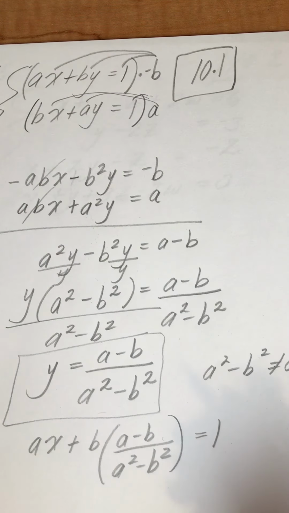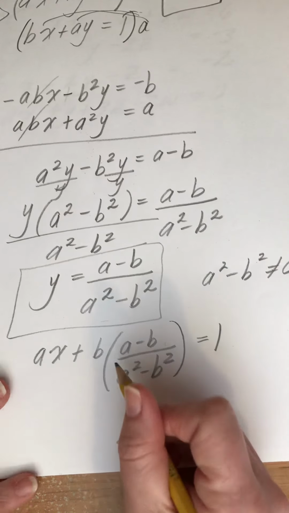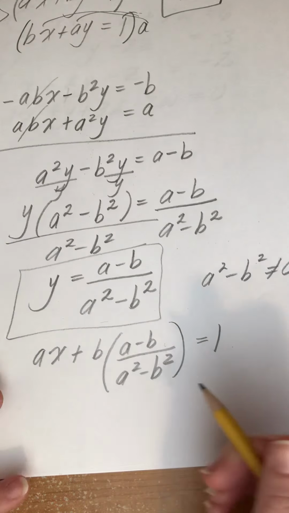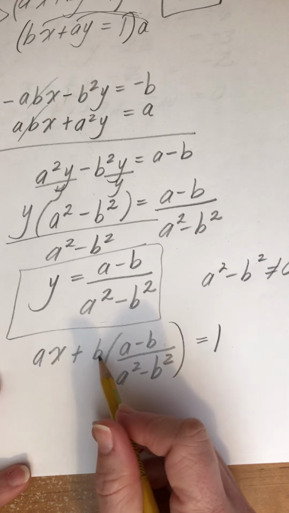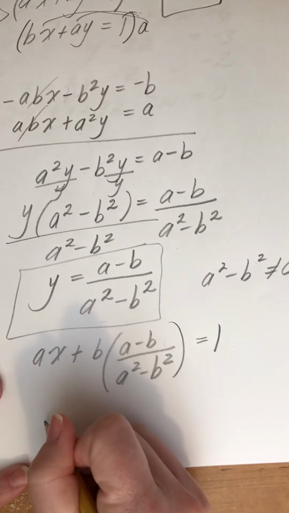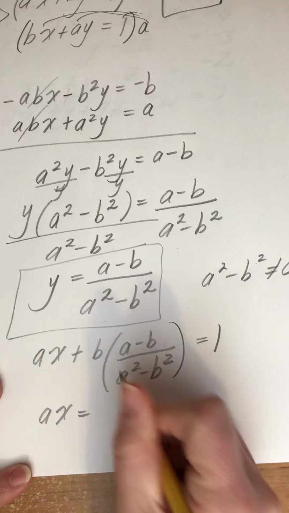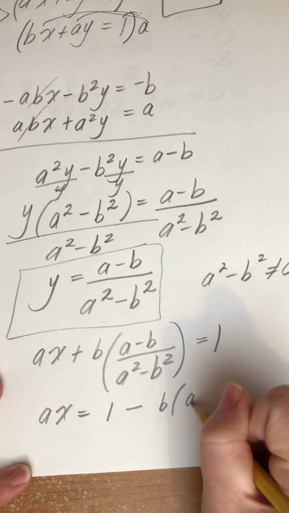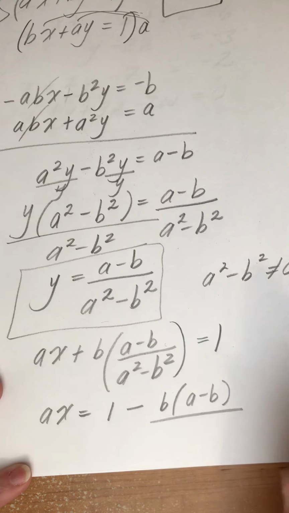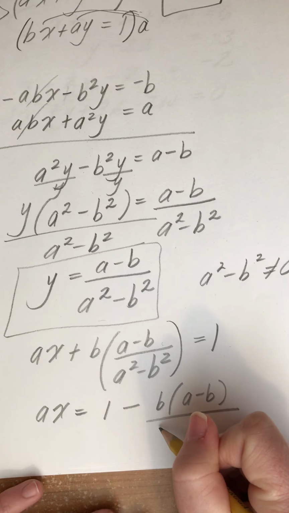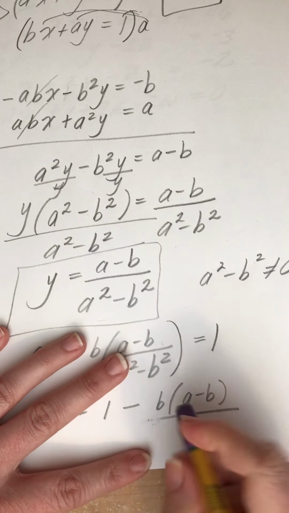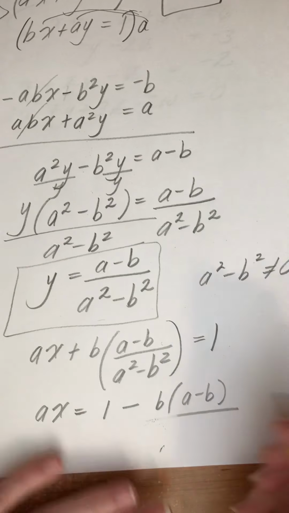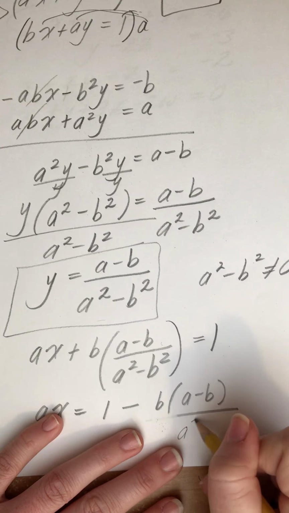I decided to plug this into my top equation wherever there's a y. All right, so then really to solve for x, wow, this is not a very pretty answer. I'm not going to lie to you. Recall what we're trying to get alone is x. So let's just go ahead and subtract this whole thing over. So we would have ax equals 1 minus b times a minus b, and then divided by a squared minus b squared.